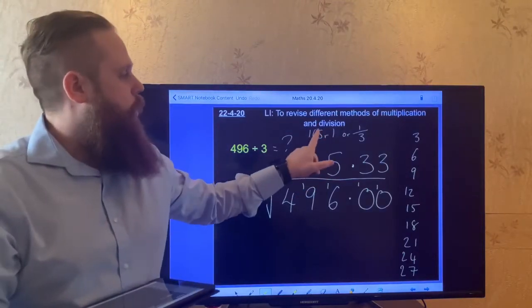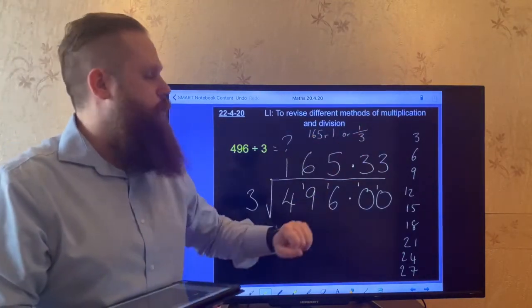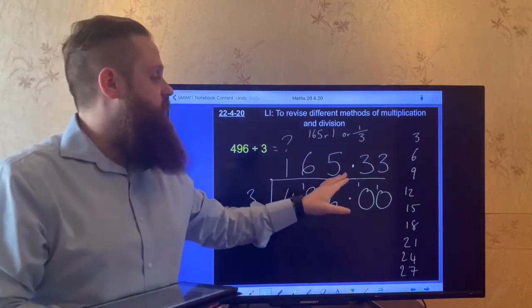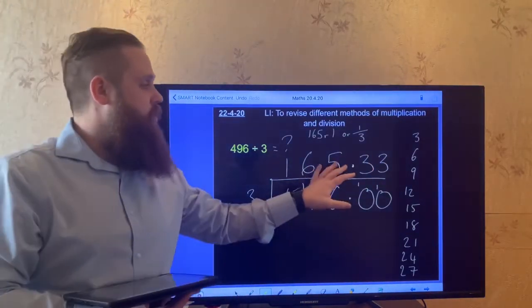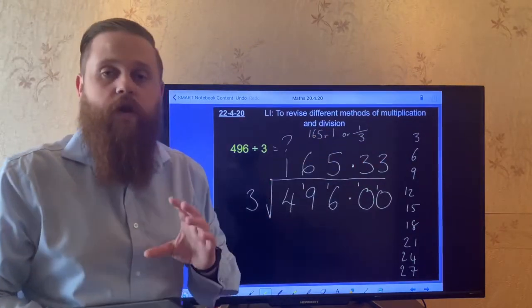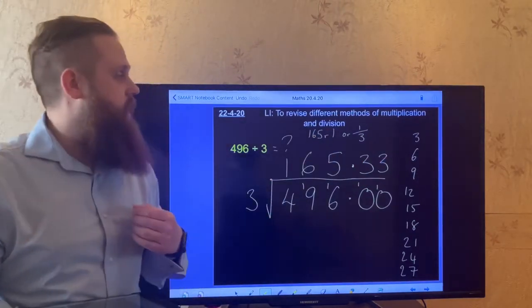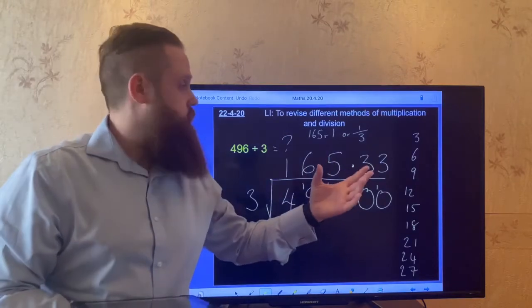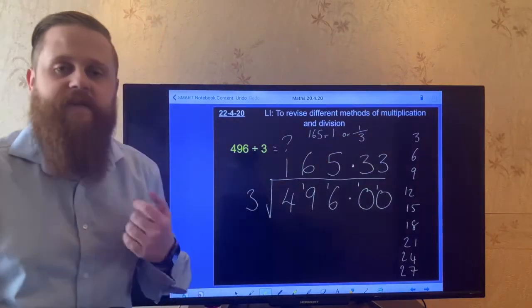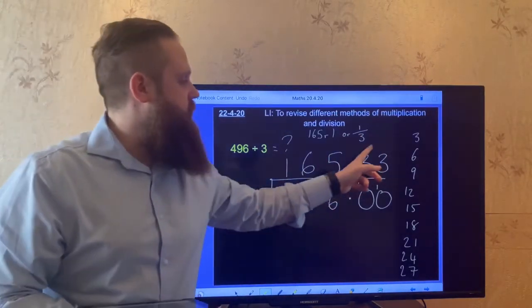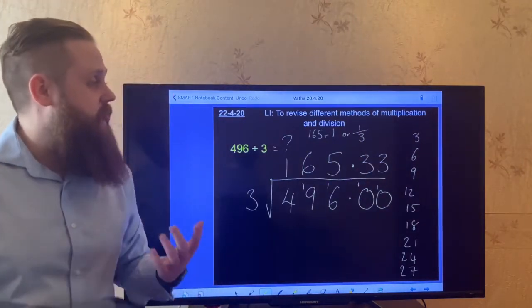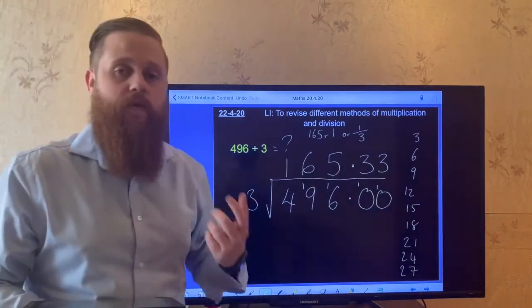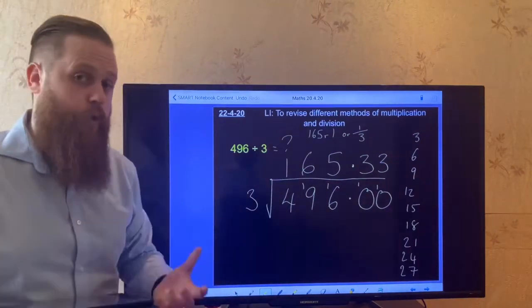165 remainder 1, or 165 and 1/3, or 165.33. Okay? Now all of these have different uses. Read the question carefully. If it's asking you to put it as a fraction, put it as a fraction. If it's asking you for 2 decimal places, you will need to have decimal places. And if it's a question where you may have to round it up or down, you could probably stop here at your remainder. It all depends on the question.